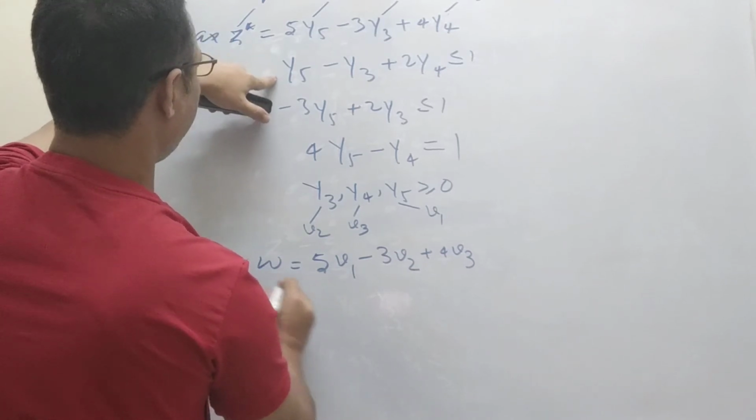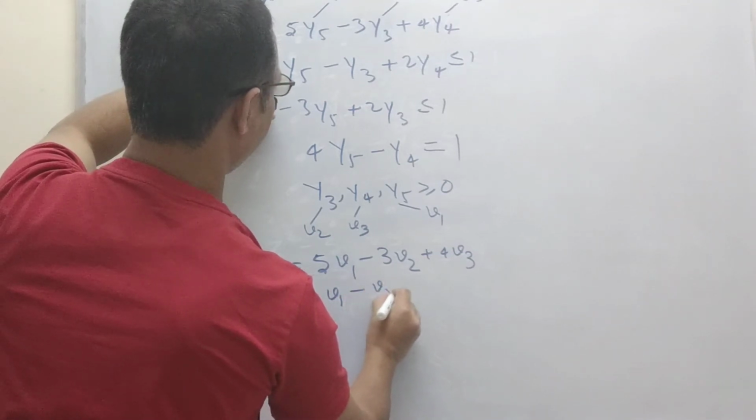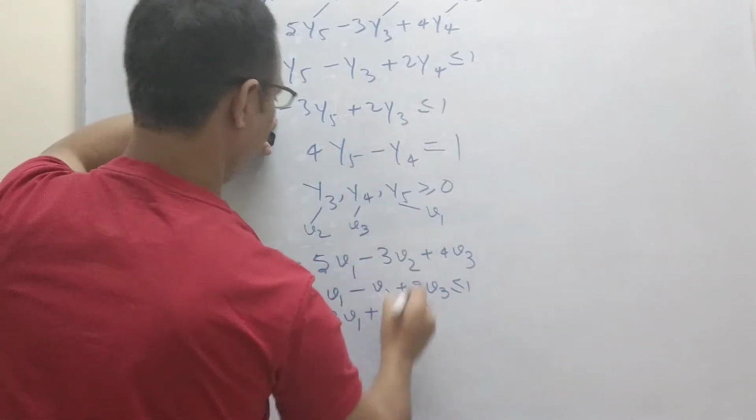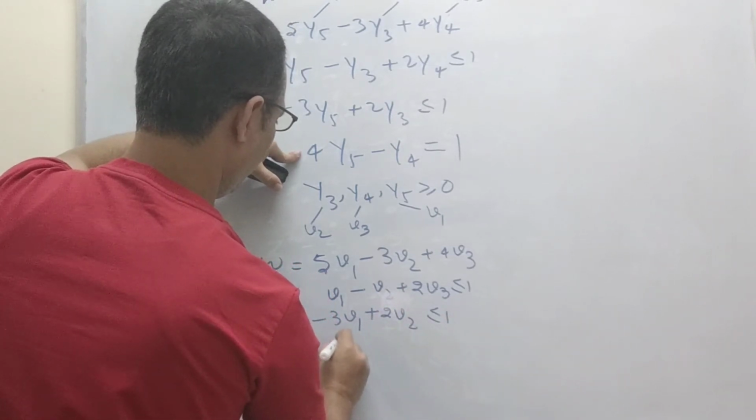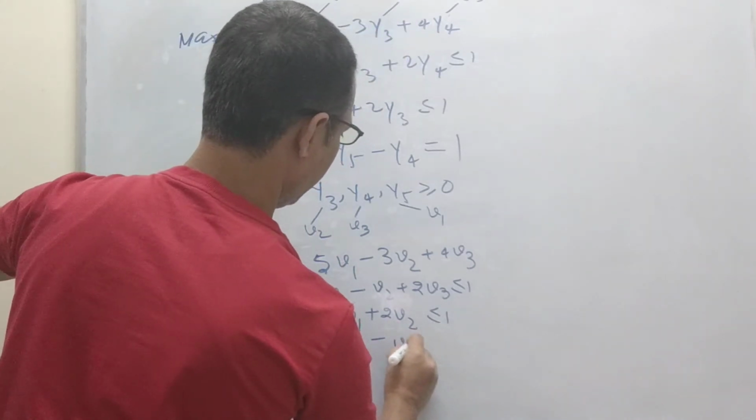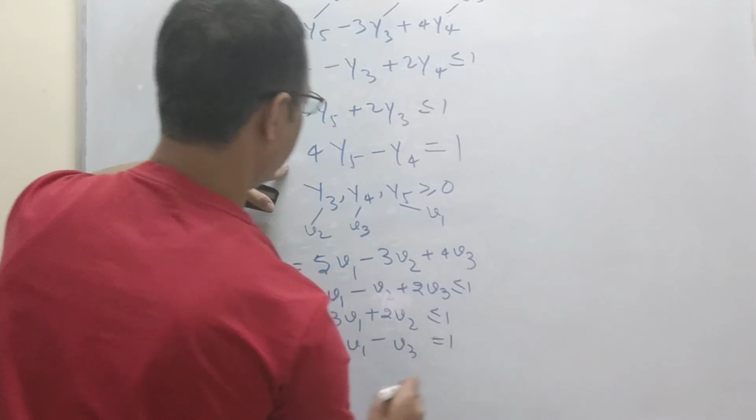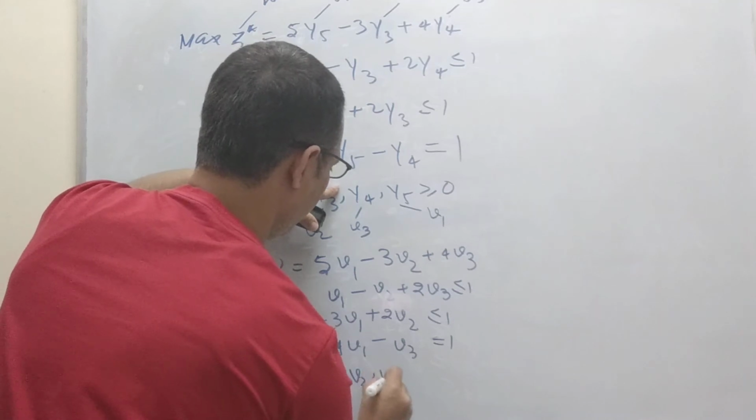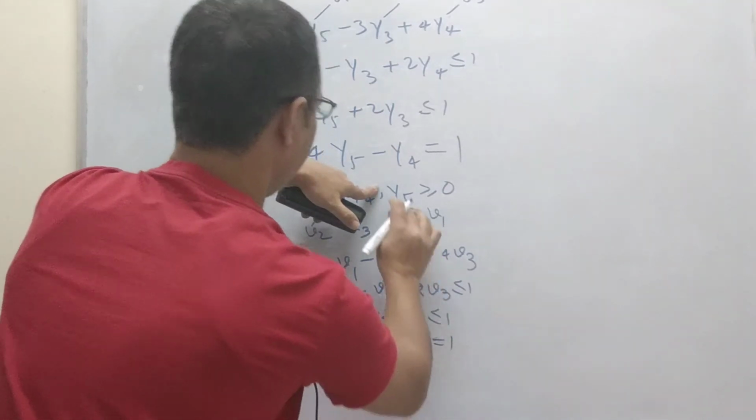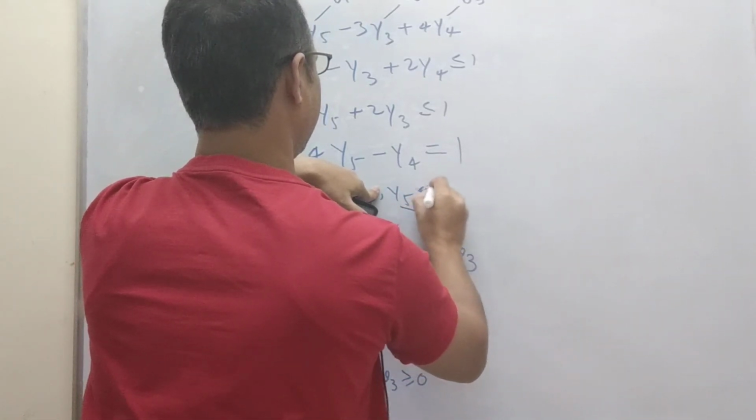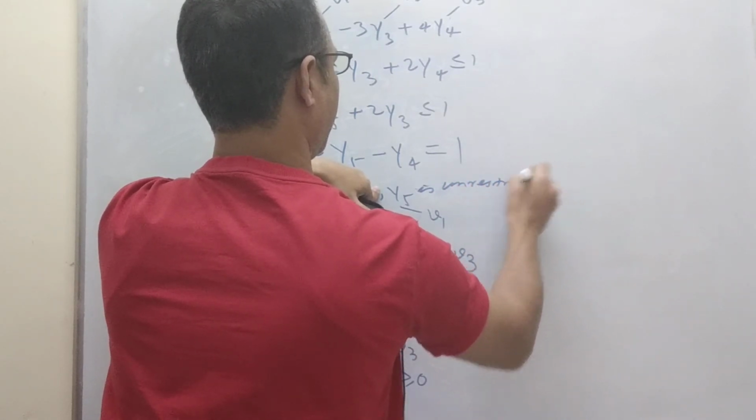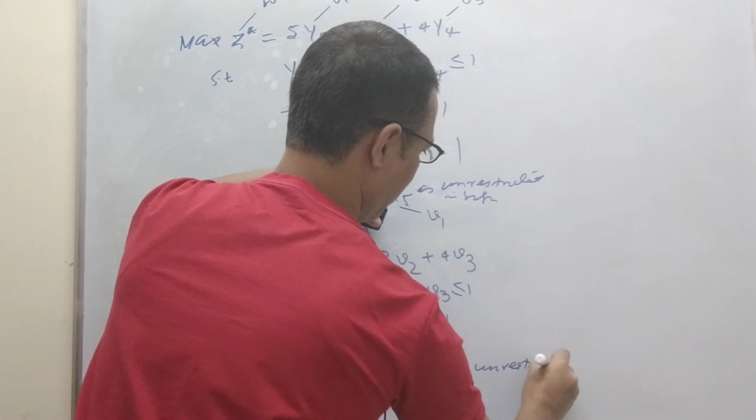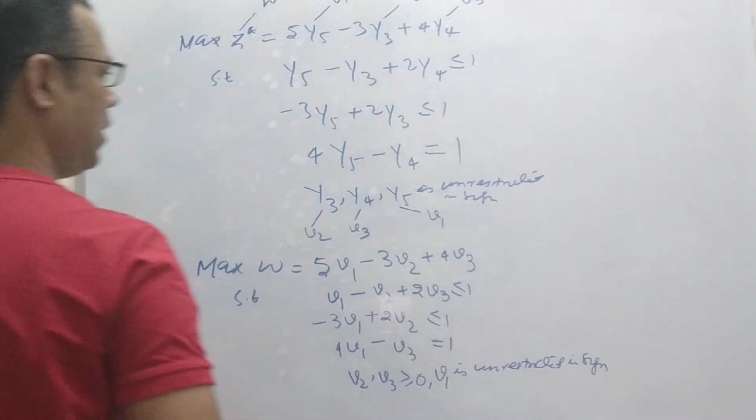y5 has been replaced with v1, so v1 - v2 + 2v3 less than equal to 1, -3v1 + 2v2 less than equal to 1, 4v1 - v3 is equal to 1, since y4 has been replaced with v3. And v2, v3 will be greater than equal to 0, and here y5 is unrestricted in sign, so we can say v1 is unrestricted in sign.